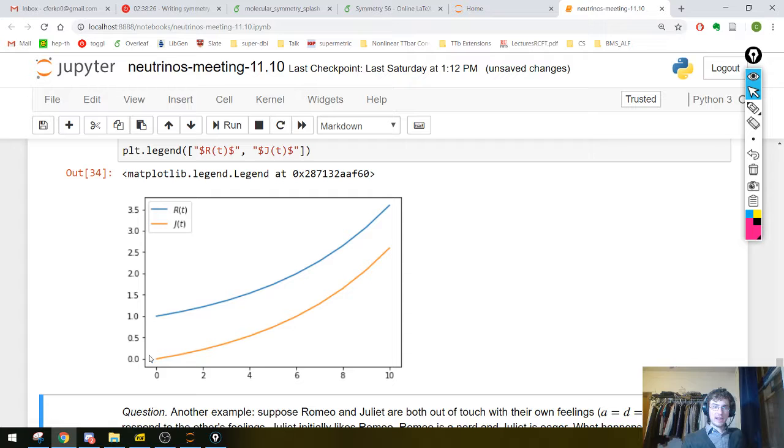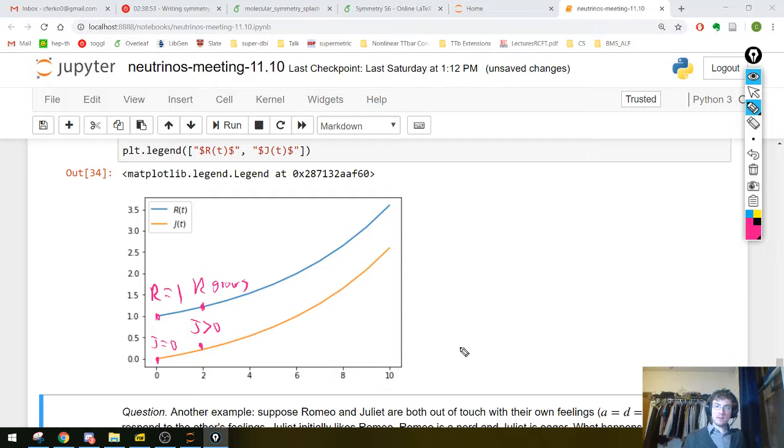Yeah, good. So at time 0, let's just interpret the plot. At time 0, the orange curve is Juliet, so Juliet doesn't like him at all at time 0, but Romeo likes her. And then later, Juliet starts to like him, so J is positive because she noticed that Romeo likes her. And then Romeo similarly is noticing both his own feelings and hers, so R grows, it gets bigger.